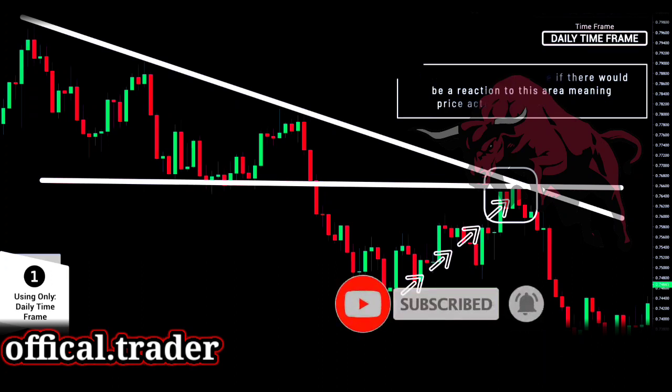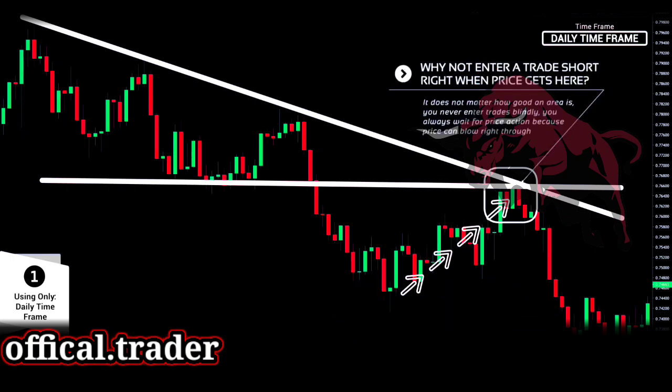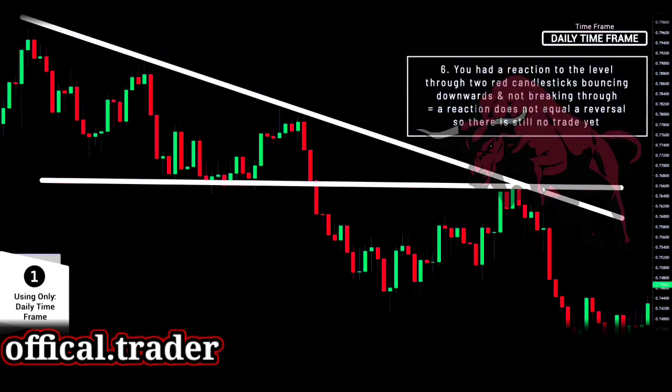So, you were probably thinking, why not just enter a trade short right away once price got to this access point? Again, as a reminder from past videos, it does not matter how good an area is. You do not enter trades blindly once price gets to these areas. You always wait for price action because price can easily blow right through. So, you then had a reaction to the level through these 2 red candlesticks not breaking through and bouncing downwards.